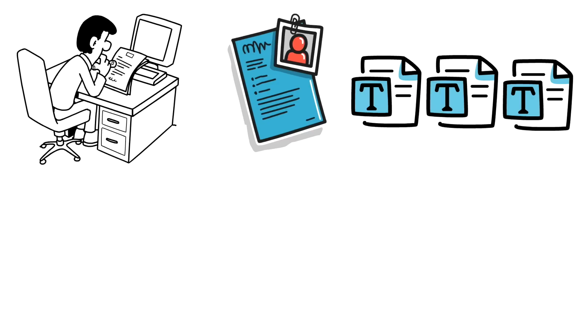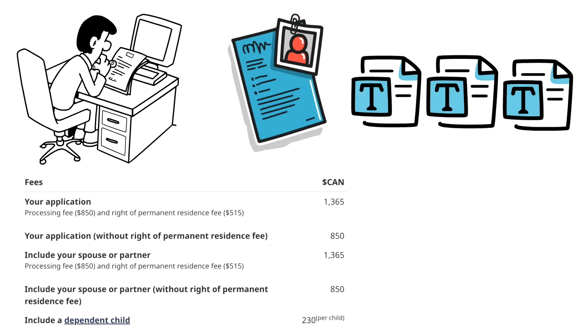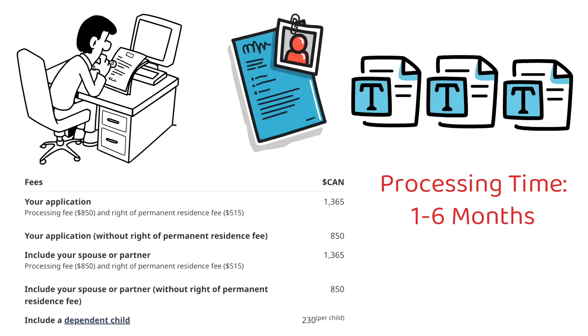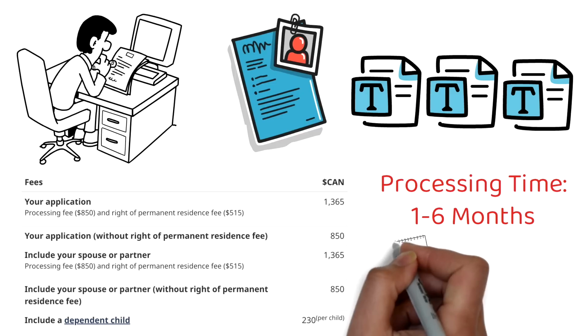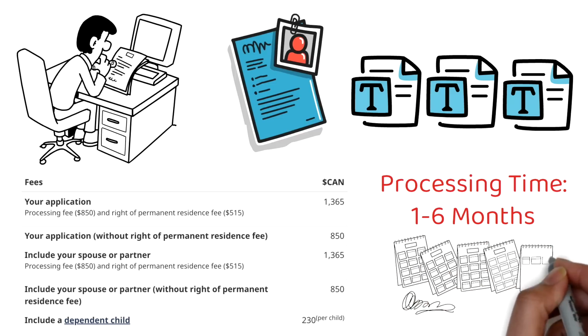Now, until now, you might have noticed you haven't paid any fee, but now you have to pay a certain amount of fee, and the fee that you have to pay per person is $1,365. If you're applying with your spouse, you need to pay twice that amount, and for each dependent child, you have to pay $230 more. Now, the processing times are 1 to 6 months. It's very rare, but you can receive the confirmation in 1 month. In most of the cases, it would be from 5 to 6 months.